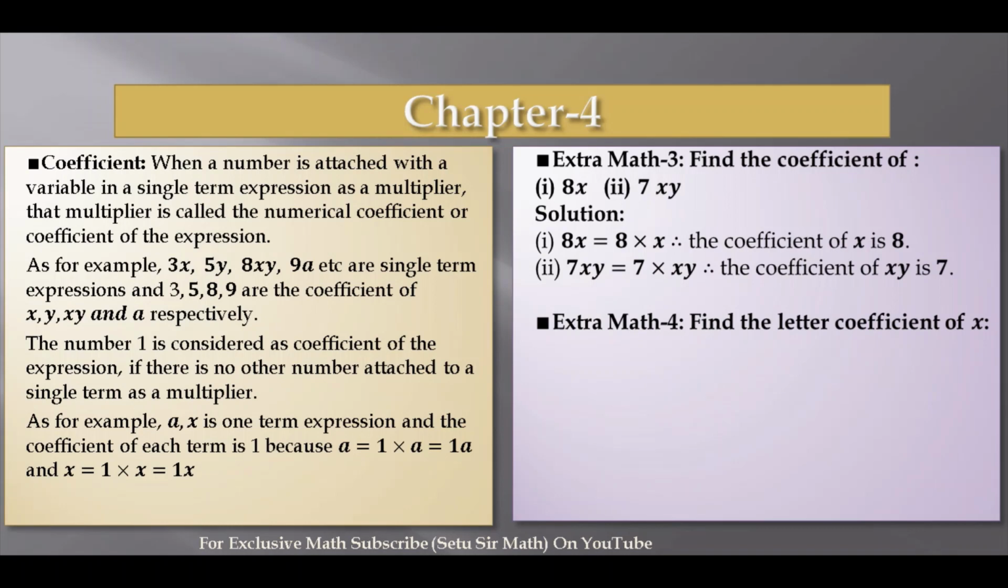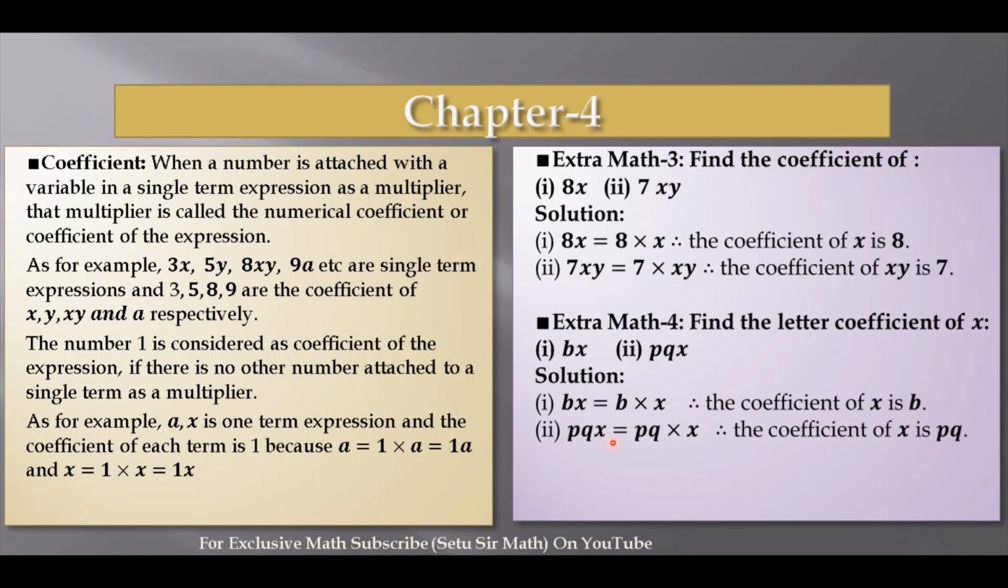Extra math 4. Find the letter coefficient of x in bx and pqx. Let's see the solution. bx equals b multiplied by x, that is, the coefficient of x is b. pqx is pq multiplied by x, that is, the coefficient of x is pq. These b and pq are called letter coefficients, and these numbers are called number coefficients.